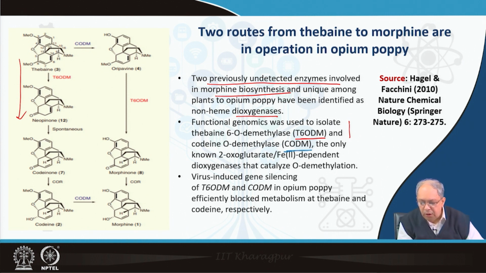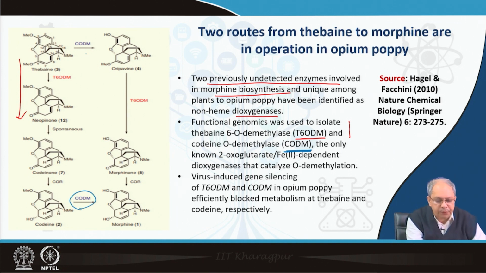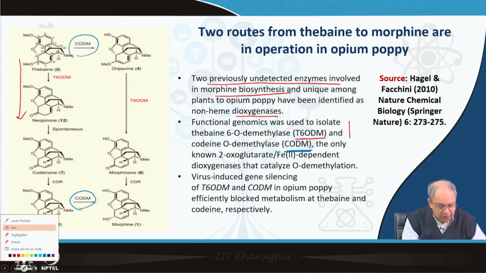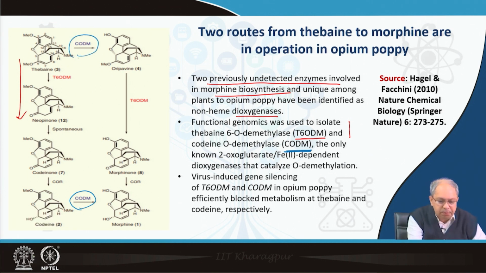So, this is one, and the second one that they have characterized is basically CODM, that is codeinone or codeine O-demethylase, whose job is basically to convert codeinone to morphine and thebaine to oripavine. So, remember that this pathway is operating in the Munich variety, and this pathway is operating in the Tasmanian variety, and a similar effect they found in both.